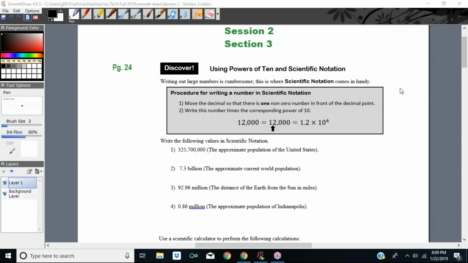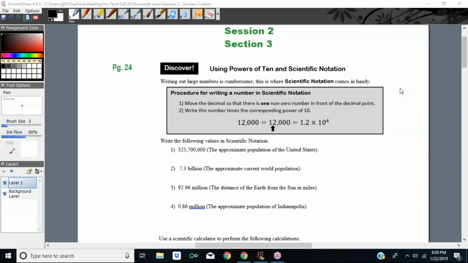So here's what we're going to do. We're going to look at section 3, which starts on page 24 for us. On page 23, there's a table there to fill in. It has the number of zeros and the powers of 10 and the names of numbers. And we're going to start off with page 24, looking at using powers of 10 and scientific notation.